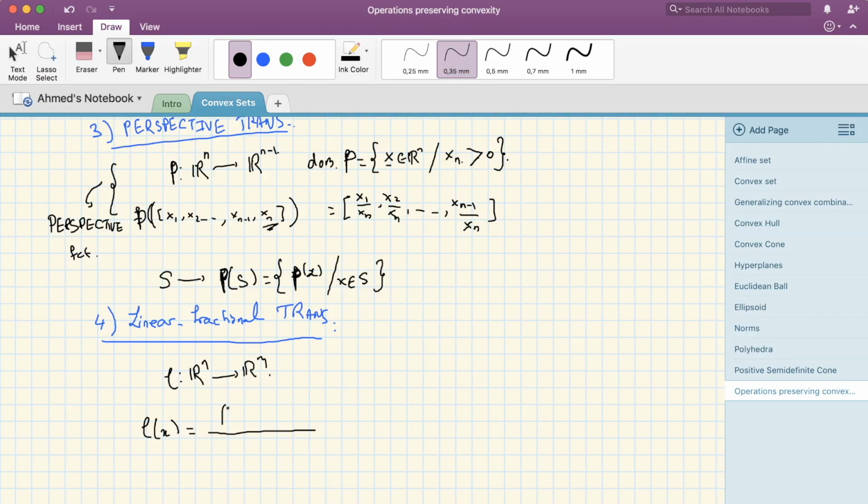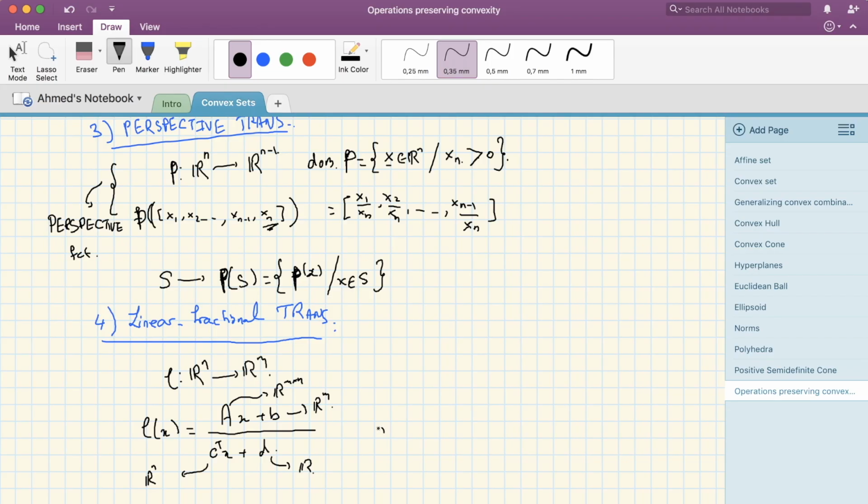Well, give me a matrix A and give me a vector b. Also give me two more, c and d: L of x equals (Ax plus b) over (c transpose x plus d). So this is a linear fractional function. A is, again as with affine, in R m by n, b is in Rm, c is in Rn, and d is in R. It's a scalar. Okay, good.